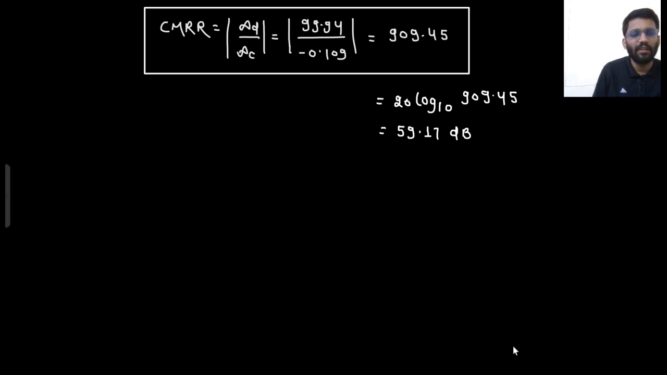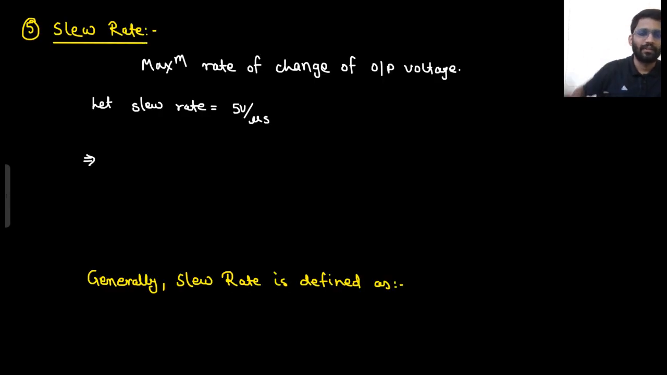Let's move towards our next and the final non-ideality or parameter of OpAmp, that is slew rate. So forget about the definition. The definition I have written, maximum rate of change of output voltage. Forget about it. Let's understand it by the example. So let's say someone is saying your slew rate is 5 volt per microsecond. So what does it mean? It means that it takes 1 microsecond for the output to reach 5 volt.